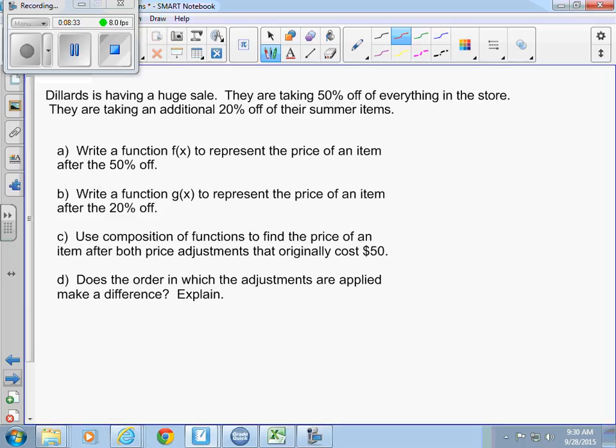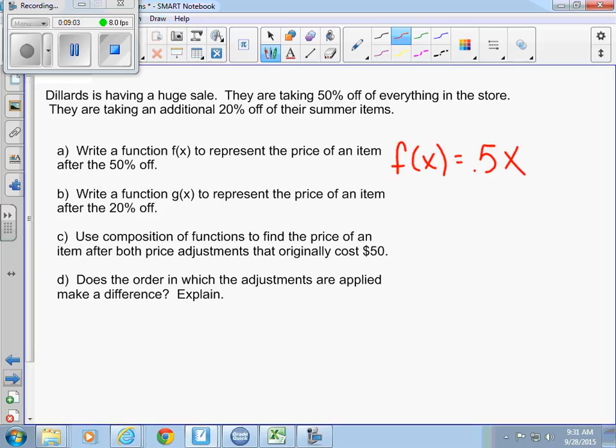Now, how do you do that? And this is good ACT work anyway because they do a lot of percentage questions. How would you write a function that would take 50% off? Okay, good. 50% of x. It takes 50% off. Takes 50% of. That works. So that is a function to take 50% off. That's the price of an item after 50%.